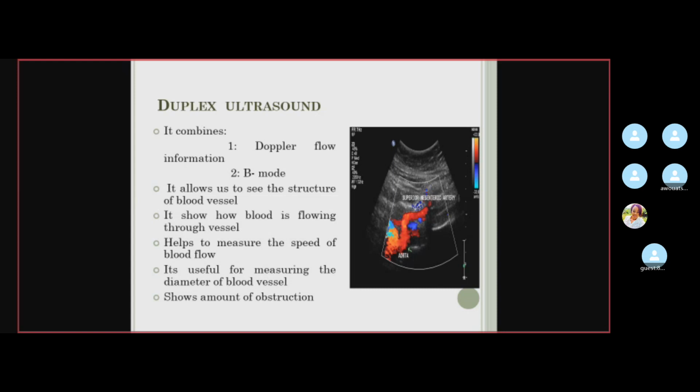In the image, you can see the colored part is called the Doppler flow information, and the background image is the B mode image. So on that we have pasted the Doppler flow information.